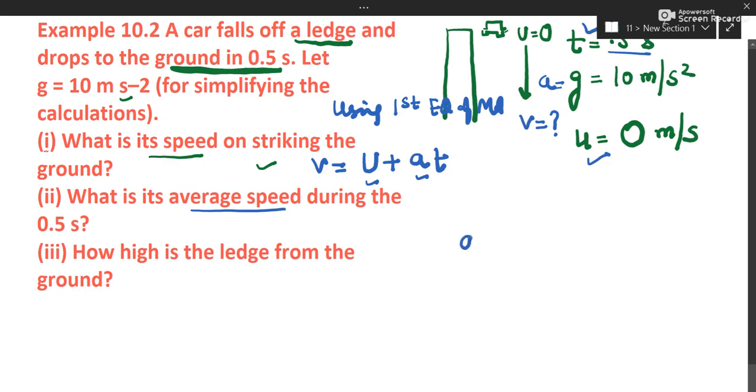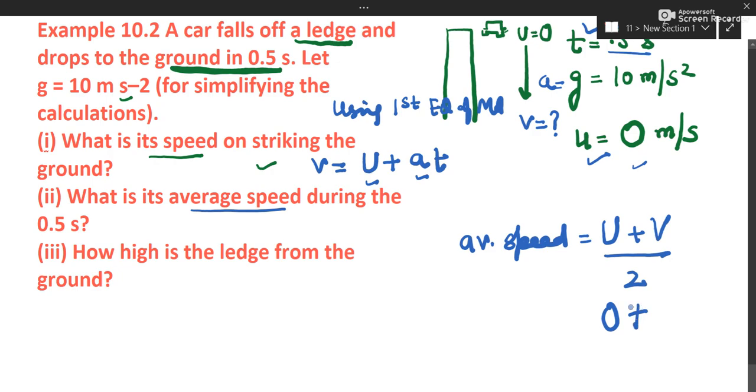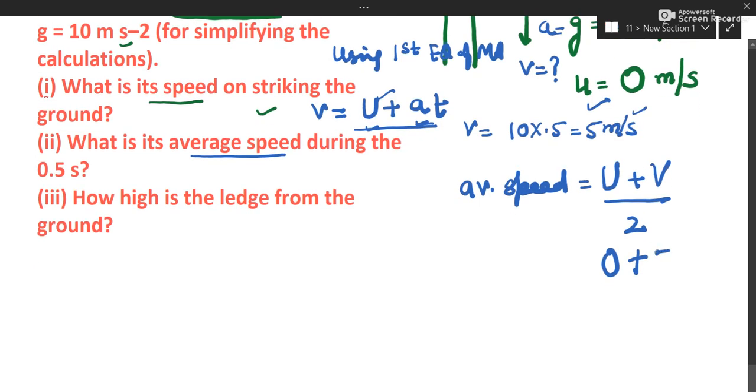Let us see what is the average speed. What is the formula of average speed? Average velocity is initial velocity plus final velocity by 2. Initial is 0, and the final velocity you are calculating here. V is equal to 0 plus A is 10, this is 0.5, so this is 5 meter per second. Let us substitute here 5 by 2. 5 by 2 is 2.5 meter per second. This is the average speed.